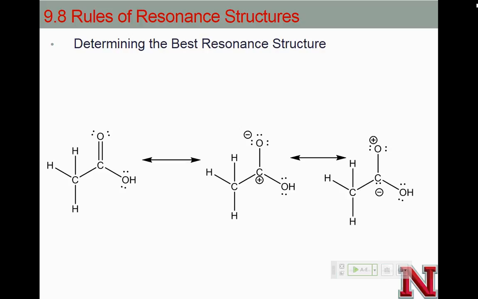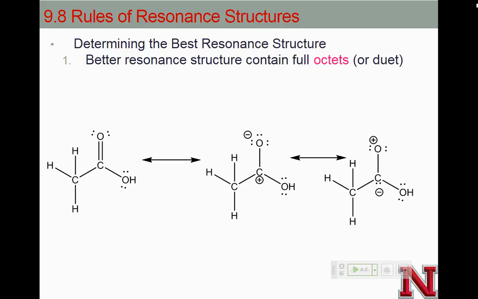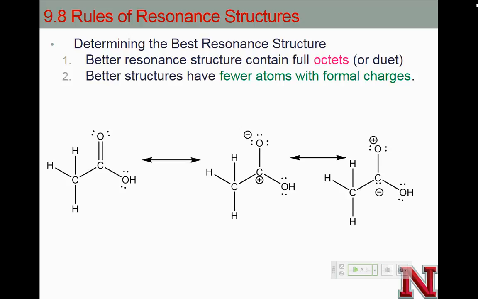So if we're looking at this particular compound here, which is acetic acid, that's vinegar. Acetic acid does have a resonance structure, but I'm showing two resonance structures here. Better resonance structures contain full octets. The most contributing resonance structure is going to contain a full octet, and usually that wins over other things. Better resonance structures have fewer formal charges. A formal charge on an atom means that the atom isn't very stable. They can exist, but an atom is most stable when it's neutral.